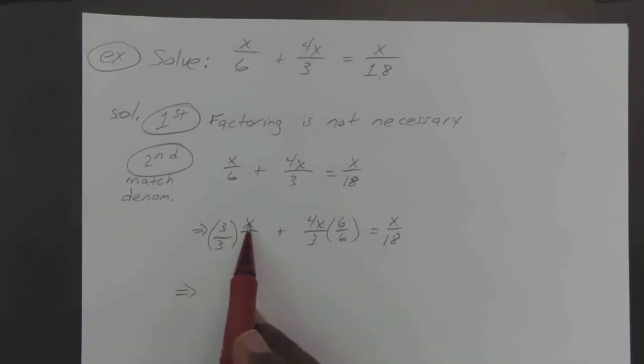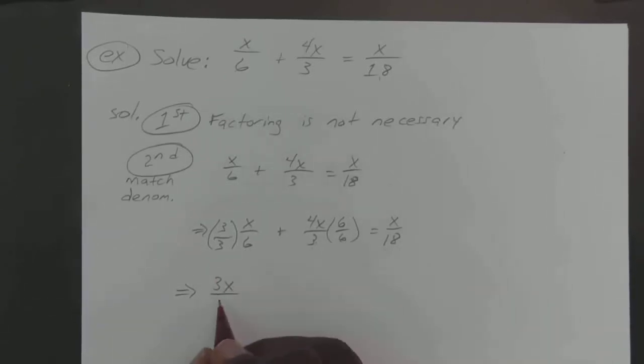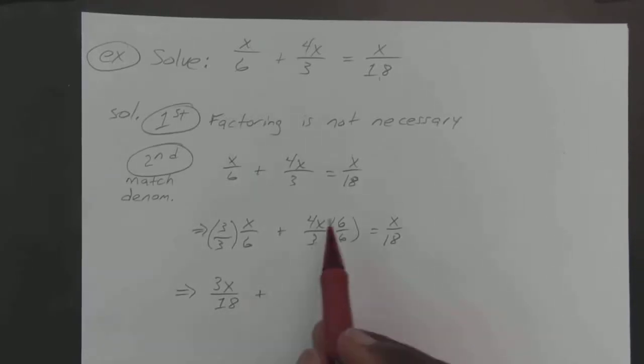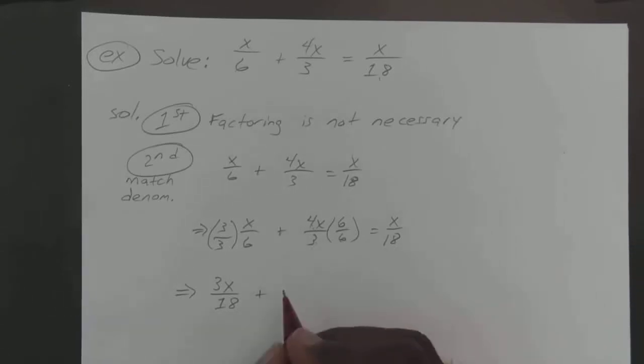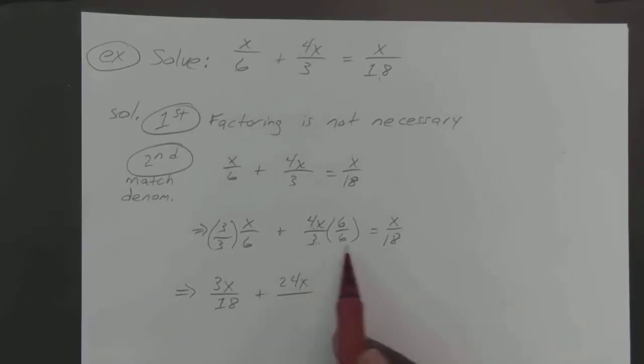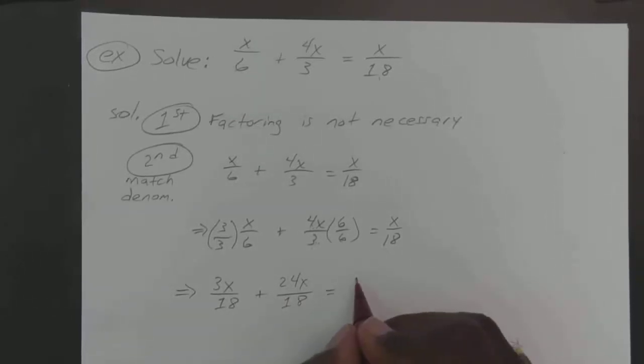Okay, so 3 times x will give you 3x over 6 times 3, which is 18, plus 4x times 6, 6 times 4 is 24, so you have 24x over 3 times 6, which is 18, equals x over 18.